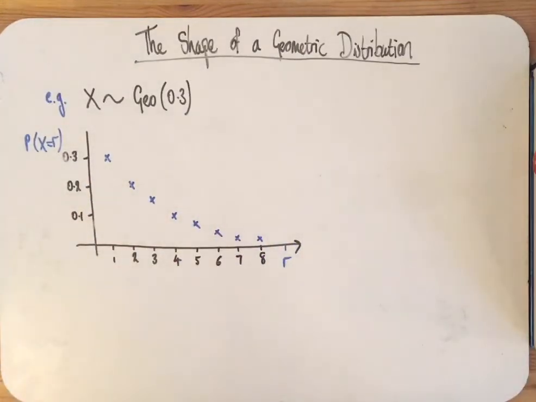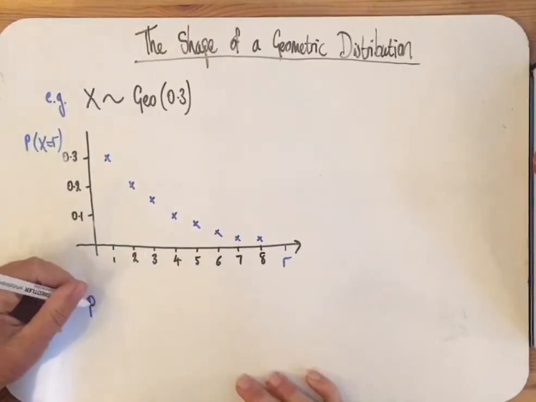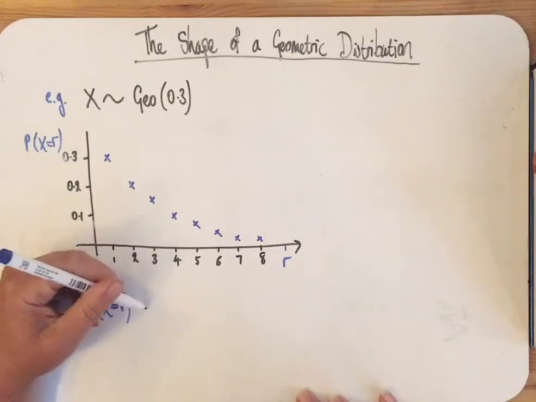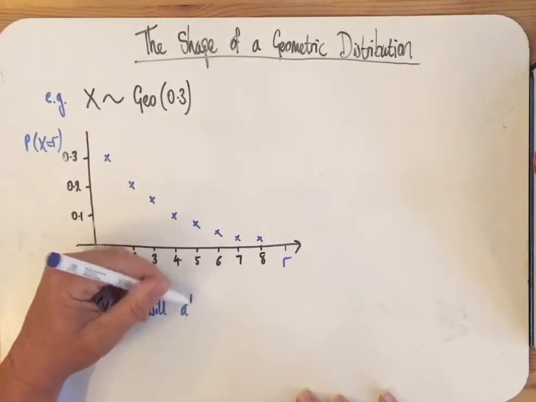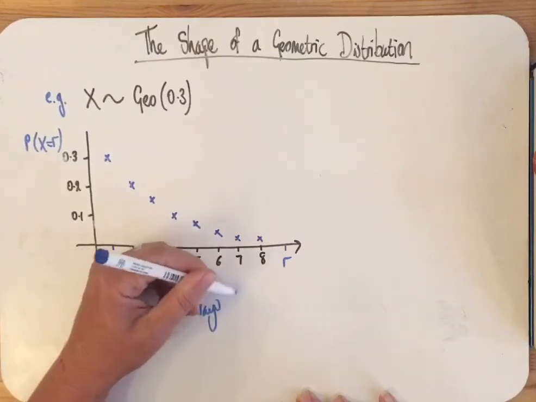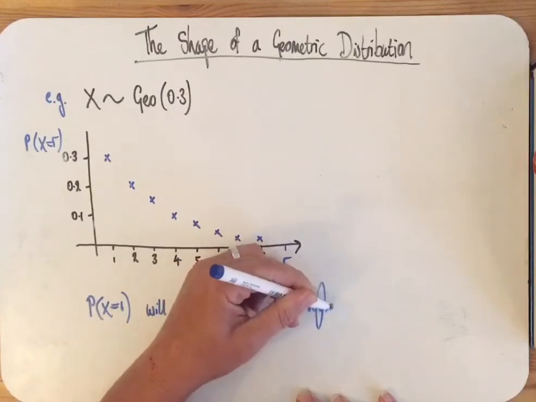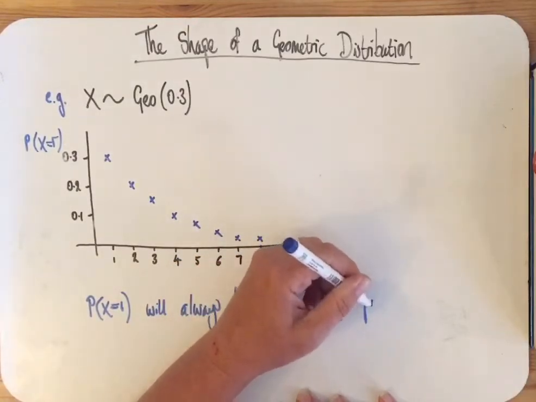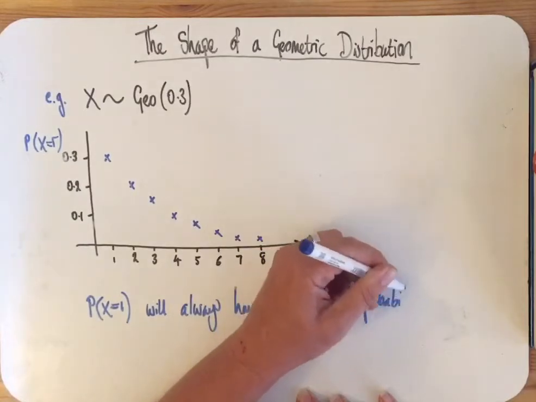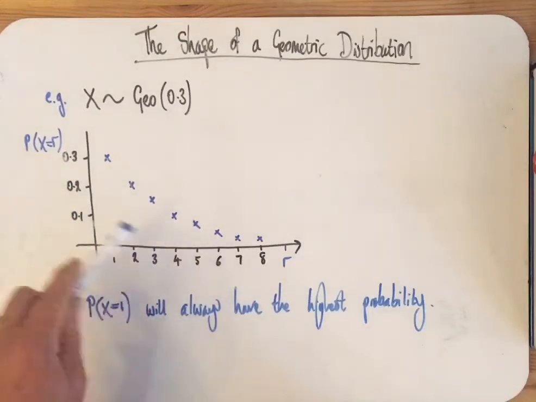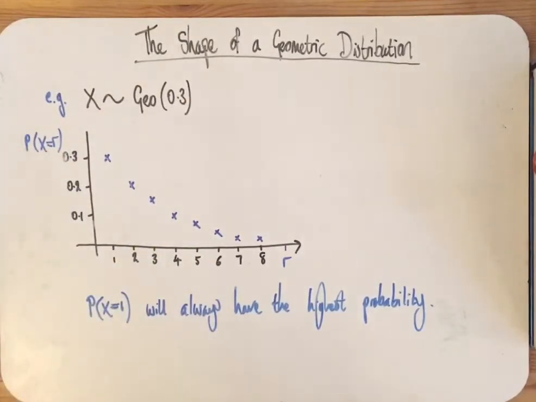The horizontal axis is going to be an asymptote to the curve if you were to join this up with a smooth curve. One thing to notice, and this is true of any geometric distribution, is that the probability X equals 1 will always have the highest probability. The shape of the curve will vary slightly depending on p. So that's the shape.